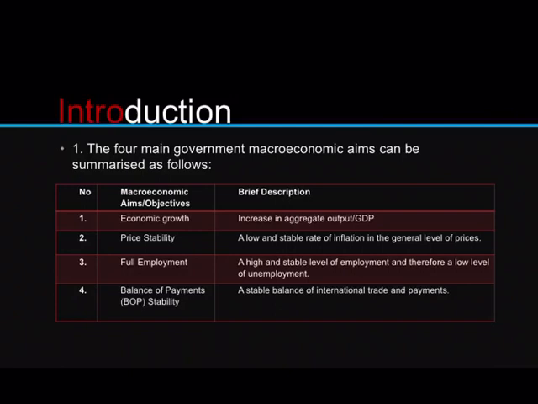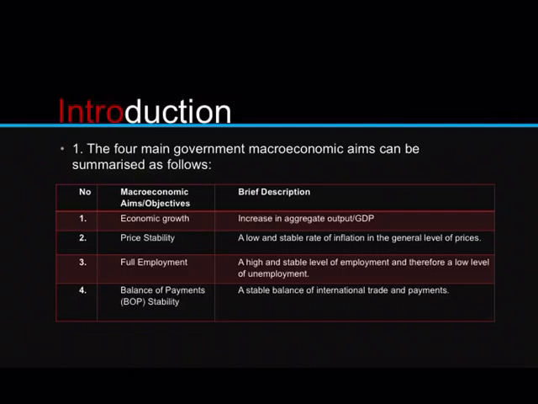The third point here is full employment. Okay, the government wants to achieve full employment. Okay, a high and stable level of employment with a low level of unemployment, meaning to say about 95% of the workers, or the laborers in the labor force, should be employed, or more than 95% should be employed in order to achieve full employment.